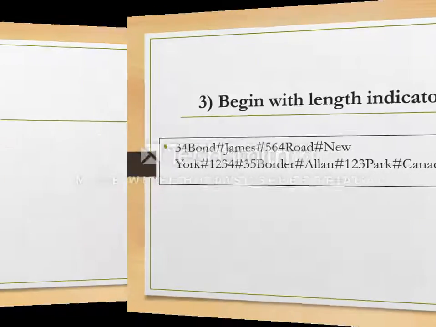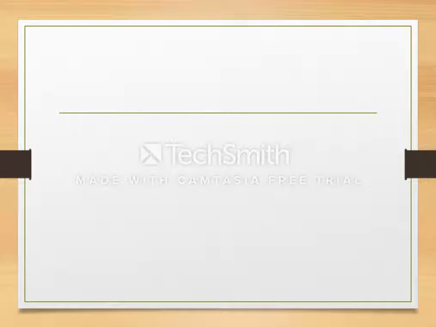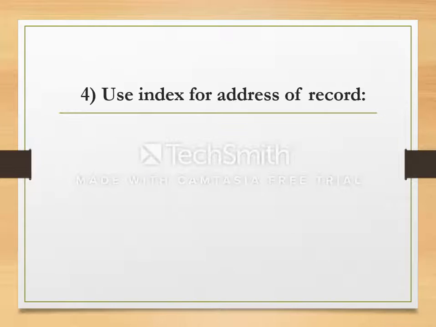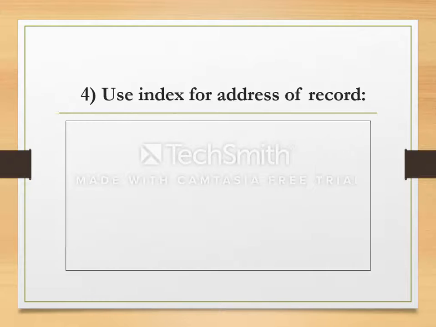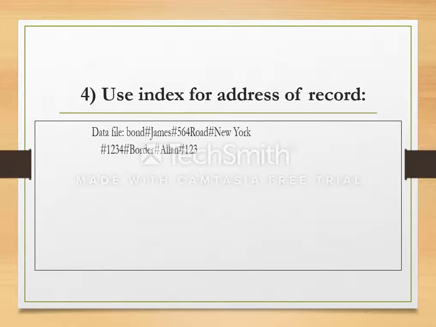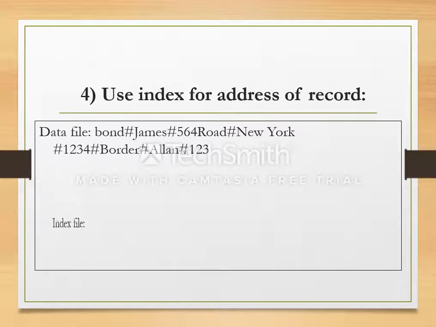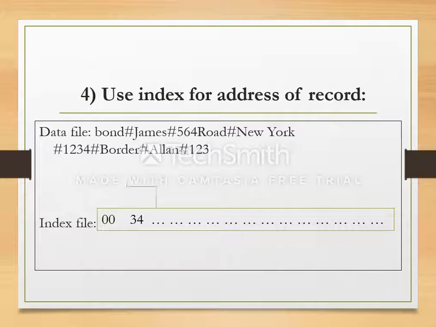The fourth type, use an index for the address of a record. We can use an index to keep a byte offset for each record in the original file. The byte offset allows us to find the beginning of each successive record and compute the length of each record. We look up the position of the record in the index, then seek to the record in the data file. The given figure shows the mechanism.